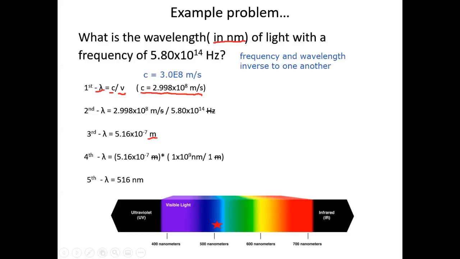And so that's going to be the color of light around blue to light blue color. It'd be right about here. Again, the main thing is to make sure you use parentheses when you put it into the calculator.